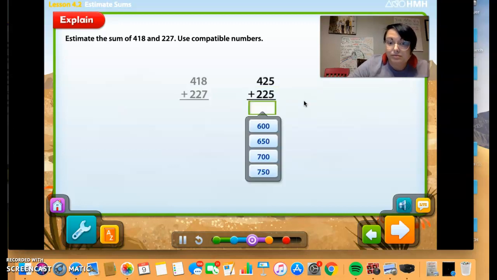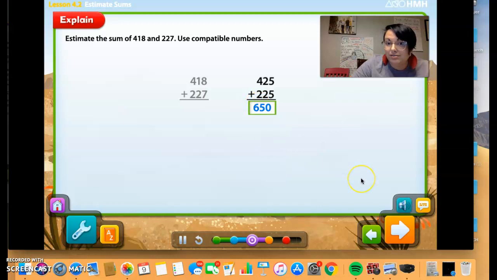Finally, select the estimate for the sum. Okay, so 25 and 25, what's that? Easy. Don't even have to think about it. That's 50. So we know it's either going to be 650 or 750. So we got 50 right here. What's 400 plus 200? 650. Excellent. The estimated sum is 650.